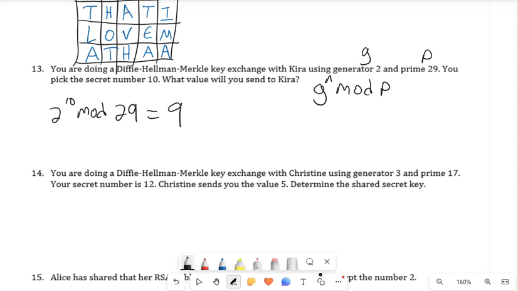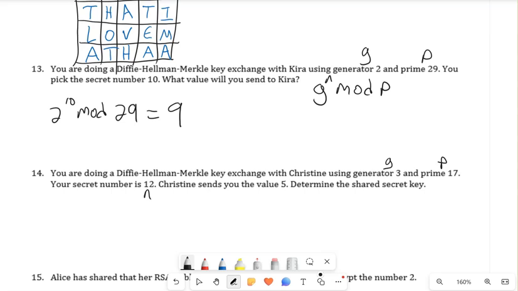Now, if we were to do the other side, Kira sends us the exchange value. We still need to mix it with our secret code. So the 10 remains the same on the first half and the second half of this process. And the prime number 29 remains the same. So the 2 is what changes. So number 14 is the second half of this. We're doing the Diffie-Hellman-Merkle key exchange with Christine using generator G and prime P. Your secret number, that's N.